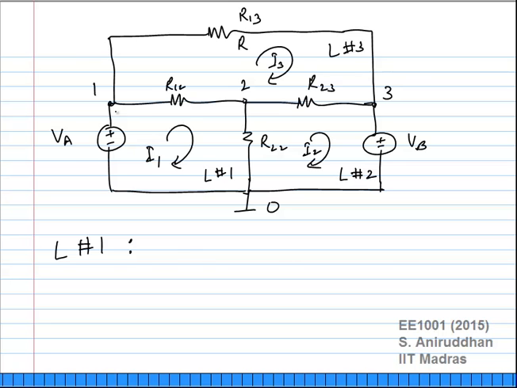So what is the voltage drop across R12? R12 times I1 minus I3, plus R22 times I1 minus I2. So R12 has a current I1 minus I3, R22 has a current I1 minus I2, minus VA is 0. I'm seeing a voltage increase when I go from 0 to 1, so that gives me a minus VA term.